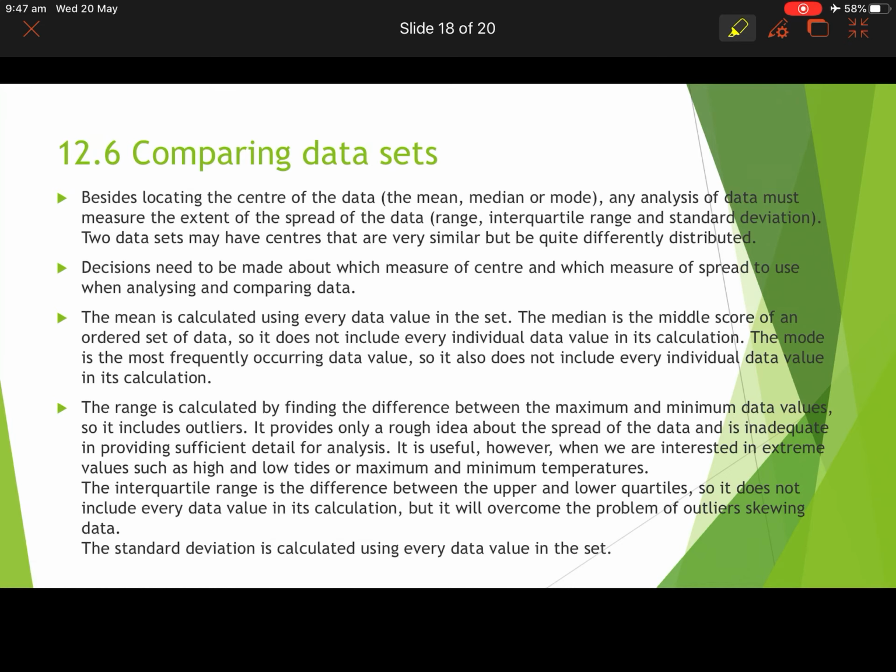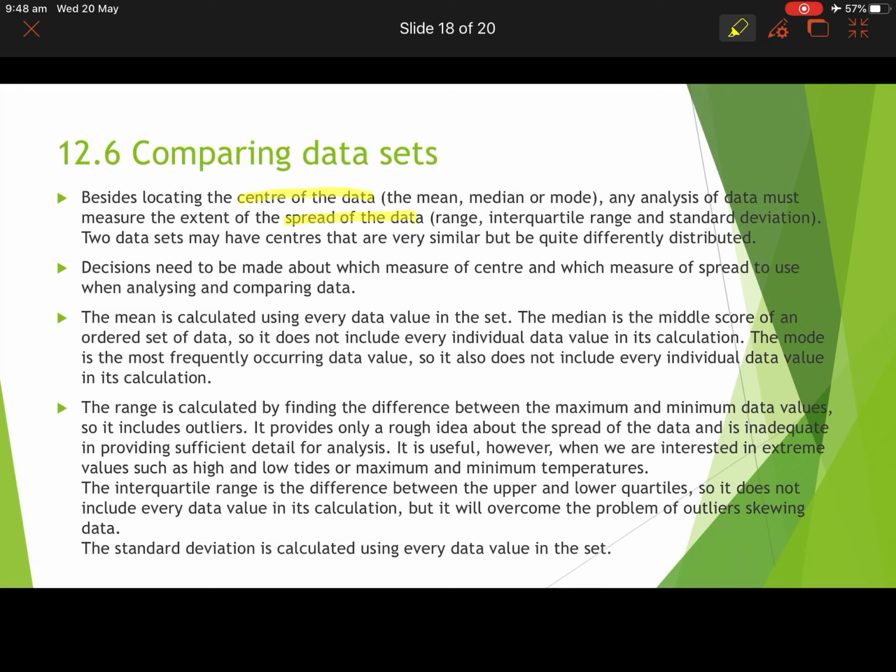The first one: besides locating the centre of data, the mean, median and mode, any analysis of data must measure the extent of the spread of the data, which means range, interquartile range and standard deviation. Two data sets may have centres that are very similar but be quite differently distributed. If you think about two sets that have a very similar median, so middle number, that doesn't mean one set couldn't have a really wide spread of numbers, as opposed to the other one that has the same median but a lot of numbers really close to that number. That's why it's important to measure the spread as well and compare that.